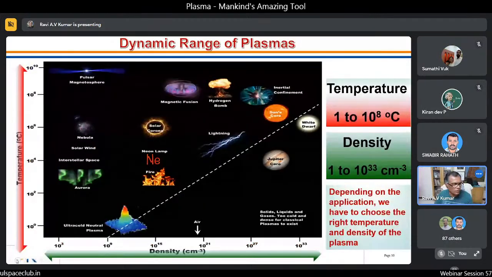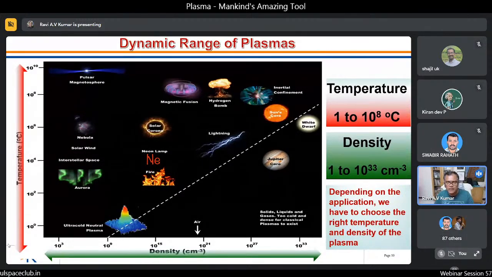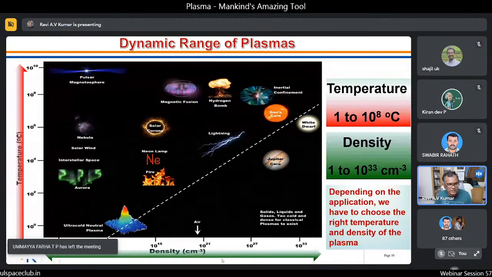So another important thing about plasma is that no other system in this universe has such a large dynamic range. By dynamic range, I mean that plasma is able to exist in an extreme range of temperature as well as densities. You look at this y-axis here, it is from room temperature to almost 10 to the power of 10 degrees centigrade. And in terms of density, it's almost 10 to the power of 3 to 10 to the power of 33. So you can imagine that the same plasma can exist in this entire range of densities and temperatures. And depending on what is the application that we want to use, we have to choose the plasma at the right density and at the right temperature.